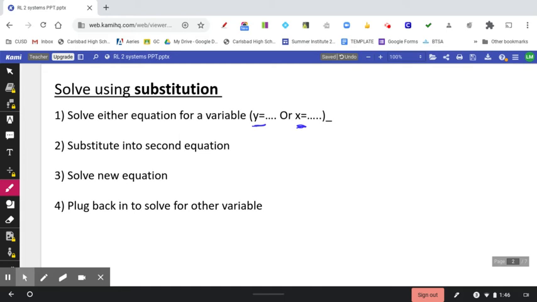Step 2, we're going to substitute into the other equation. Step 3, we're going to solve that new equation. Step 4, we're going to plug back in to find the other variable.